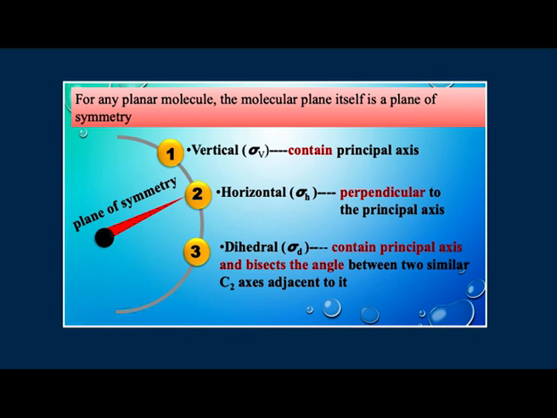The vertical plane of symmetry contains the principal axis of the molecule, that is symbolized as sigma v, while the horizontal plane of symmetry is the one which is perpendicular to the principal axis, which is represented as sigma h. And now, dihedral planes of symmetry. The dihedral planes of symmetry contain the principal axis and also bisect the angle between the 2 similar C2s adjacent to it, which is denoted as sigma d. Now, let us exemplify each.